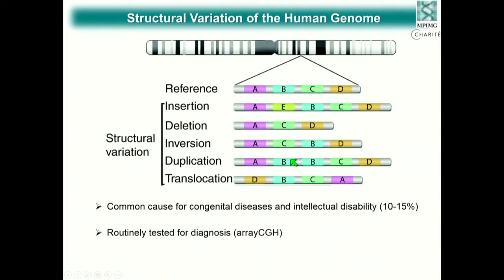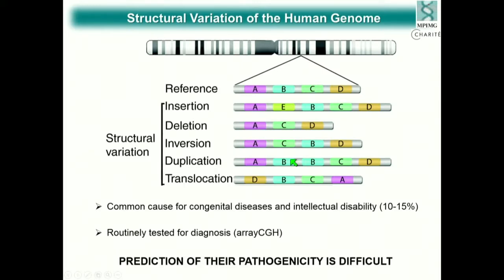Structural variant can be tested routinely by diagnostics using RACGH, and they are responsible for a very large amount of inherited disease, such as intellectual disability, but also developmental malformations. There is, of course, a very strong interest in being able to produce animal model to be able to predict the pathogenicity of structural variants.